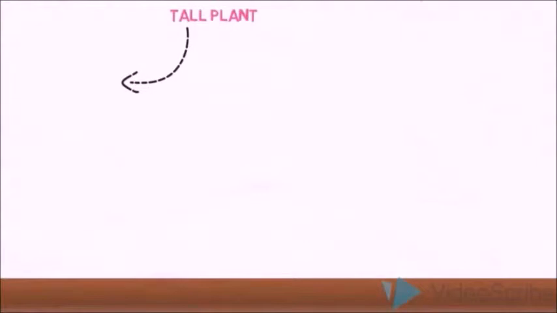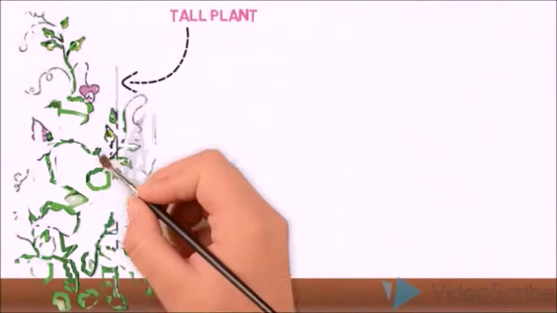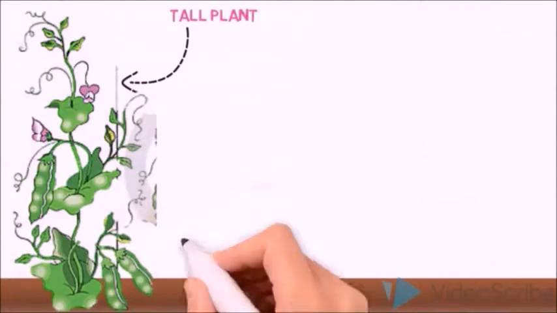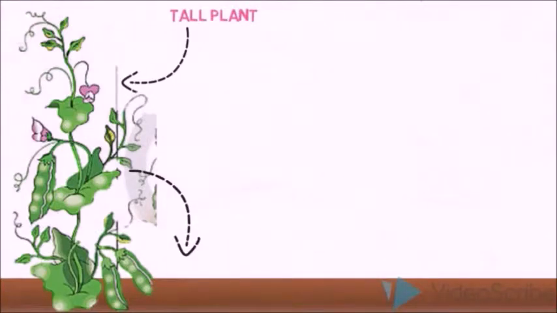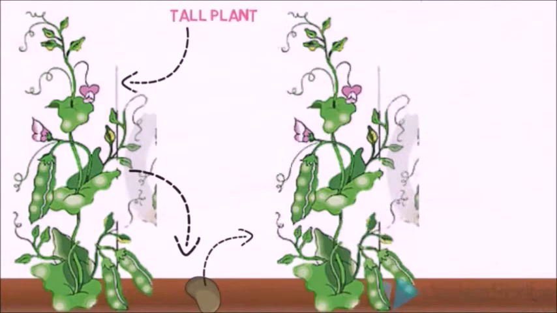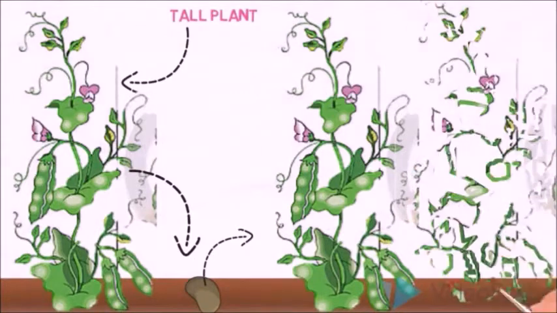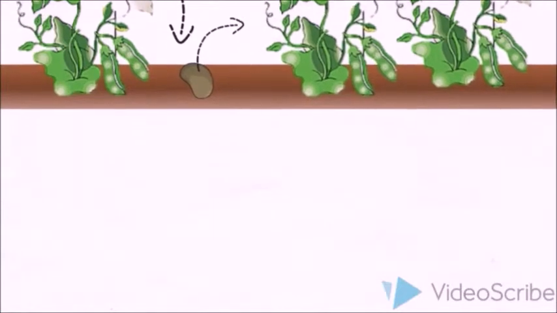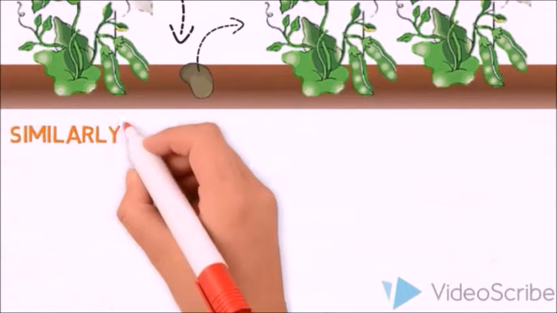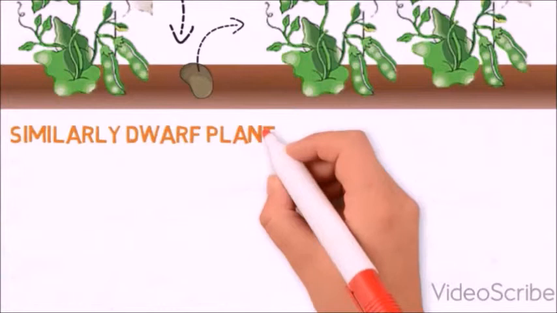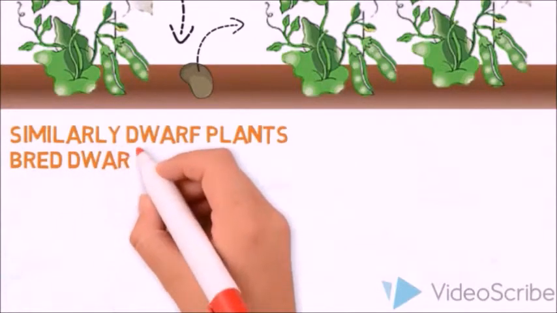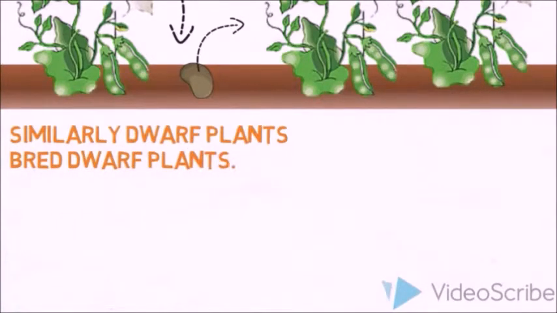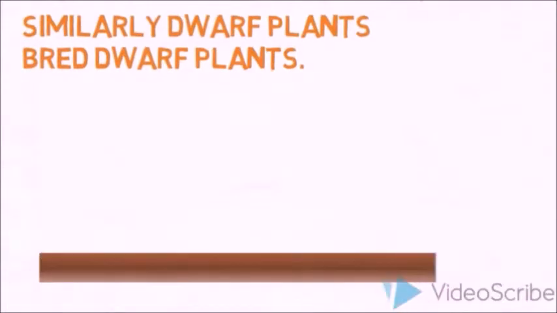Mendel took a tall pea plant and allowed it to reproduce through self-pollination. The progeny included only tall plants. Similarly, when this experiment was repeated on dwarf plants, results showed the dwarf plants also bred dwarf plants. These two were the examples of pure line breeding.